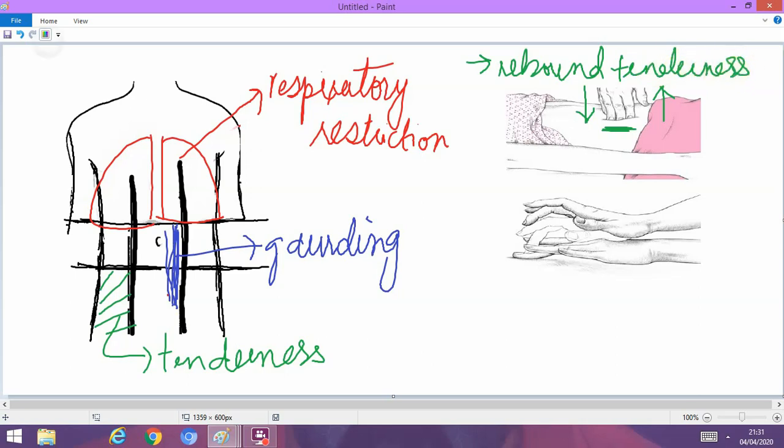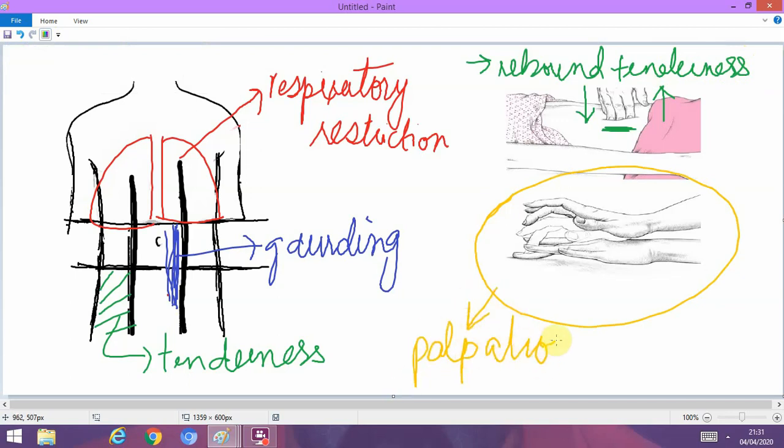The fifth thing that is not very essential in itself, but it can be elicited, is the pain on palpation of the right iliac fossa. Similarly, you will have to look at the face of the patient to see the expression of pain. As we've already seen here, there are 5 signs you're going to see: respiratory restriction, guarding, tenderness, rebound tenderness, and palpation pain.